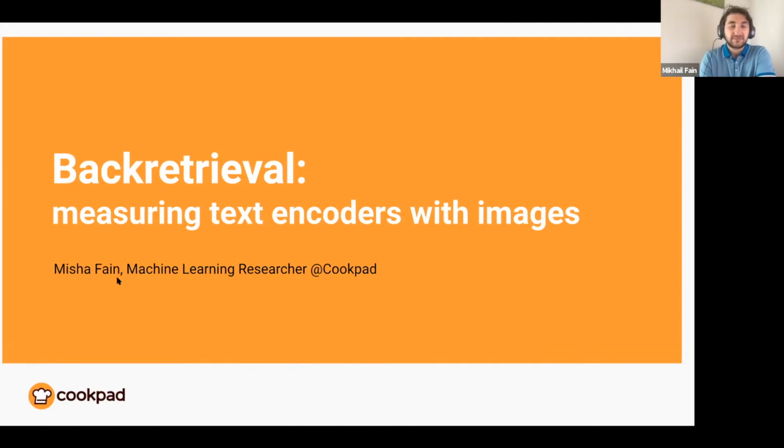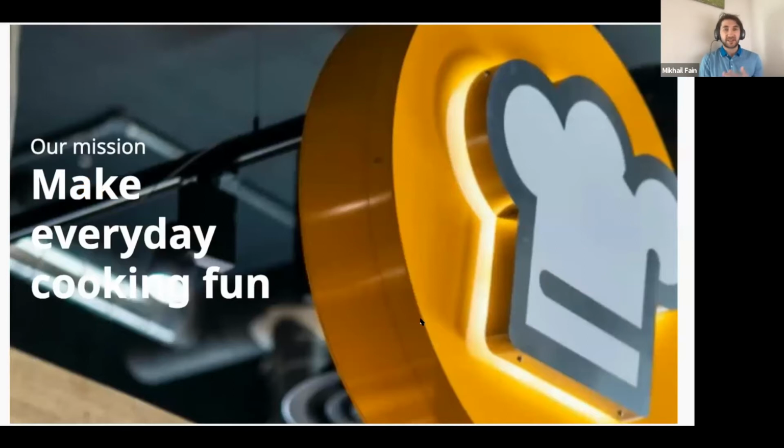Today we're going to have a talk about this magic back retrieval, which is actually a metric. So it is a talk about measurement, and in particular about measuring text encoders using images. So that you are aware of where we're coming from with this, it's work by Cookpad, and Cookpad's mission is to make everyday cooking fun. So everything we are trying to do is related to machine learning in cooking. That's where we're coming from originally.